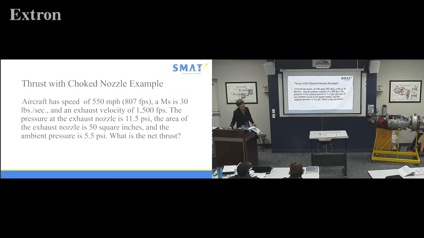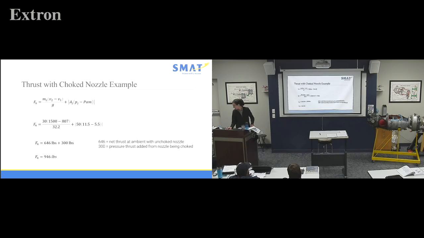And they give an example. Here we go. They just work through putting all the numbers in. And 646 would be net thrust at ambient with an unchoked nozzle, but we're adding 300 pressure thrust with the nozzle being choked. So that's how many additional pounds of thrust you can get with a choked nozzle. So I'm just showing you the advantage of that.